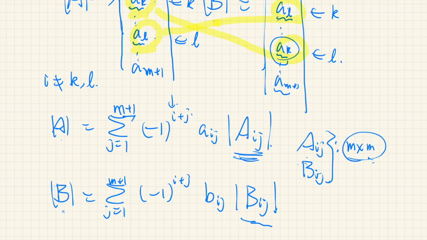However, we are choosing i, so we are using the same i here. This i and this i are the same. Since i is different from k and l, everything in matrix A and matrix B is the same. So in this ith row, A_ij and B_ij are actually the same elements.